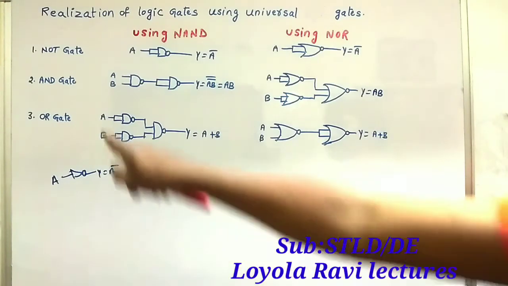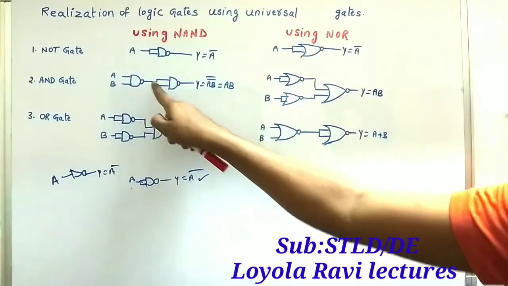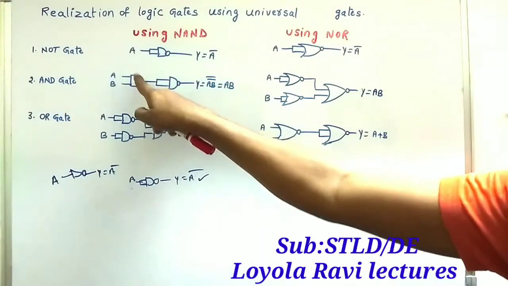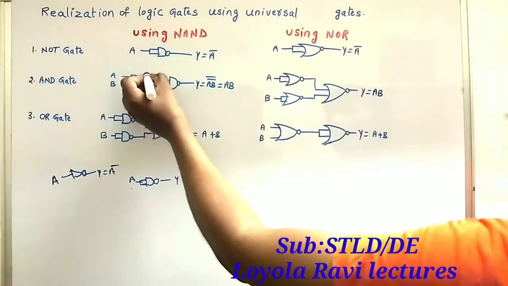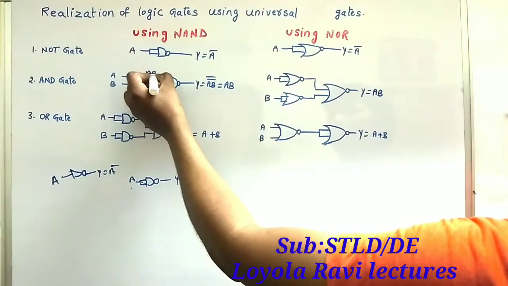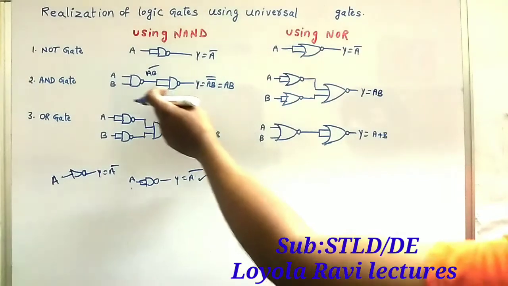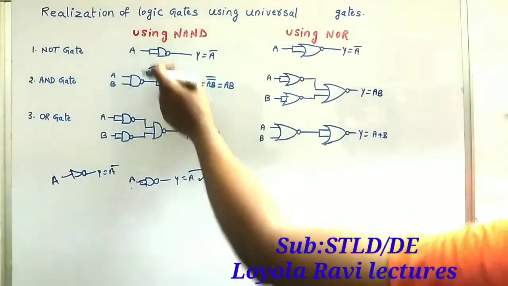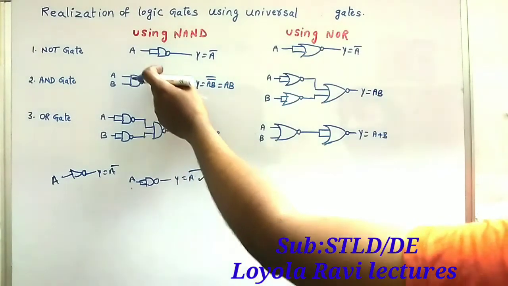Then go for the second one, AND gate. Let us take two NAND gates. First I am taking one NAND gate with inputs A and B. So what is the output? AB whole bar. NAND output is AB whole bar. And here NAND is followed by, what is this one? NOT. NAND is followed by NOT.